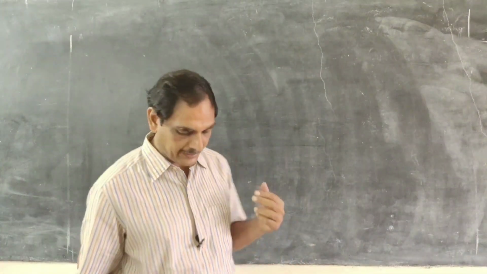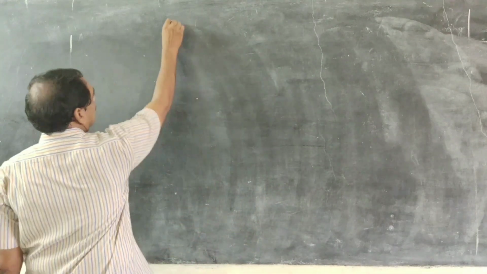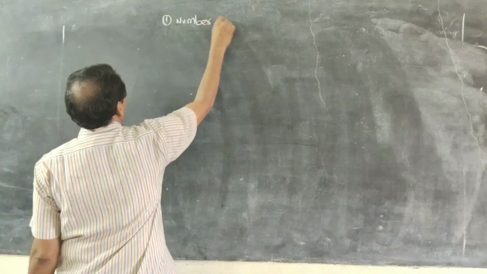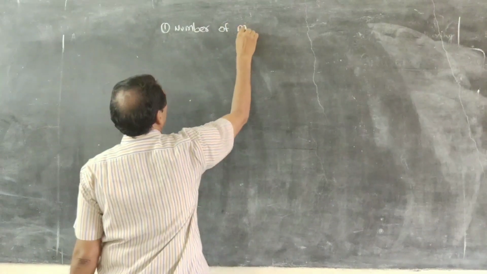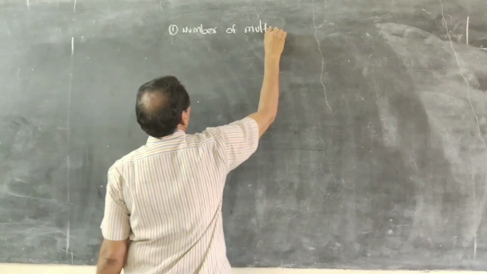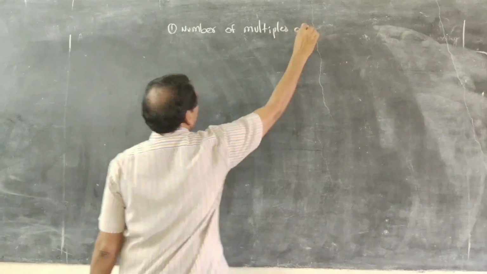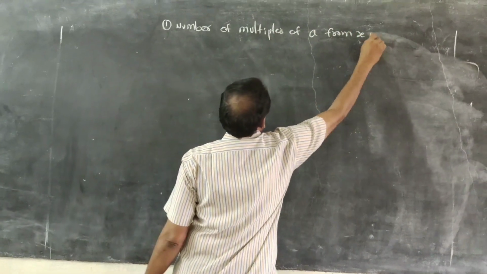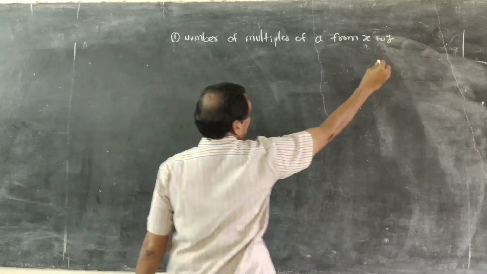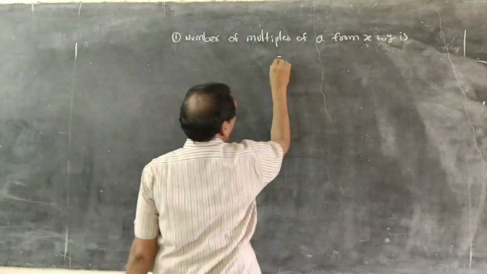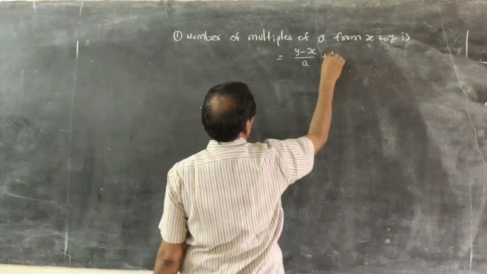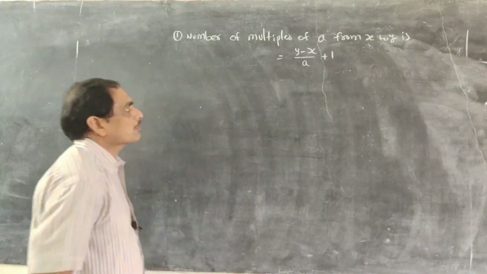Number one is the number of multiples of A from x to y is equal to (y minus x) by A plus 1. This is the first formula.